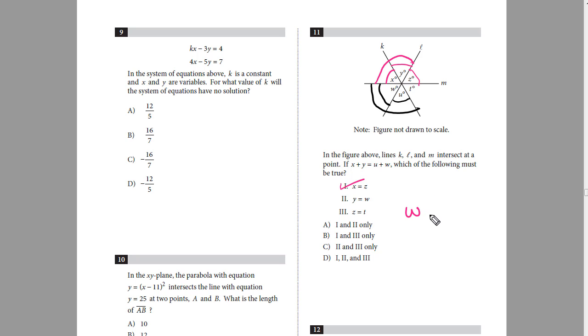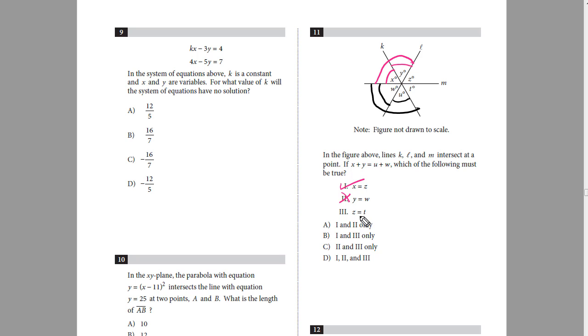Now let's talk about 2. Y is equal to w. Now y and u are equal. Y is equal to w means this angle and this angle is equal, but we are not sure about x. Okay, x is equal to t. We do not know what t is, because the relation of t is not given. So it may or may not be correct. So we will leave this one.